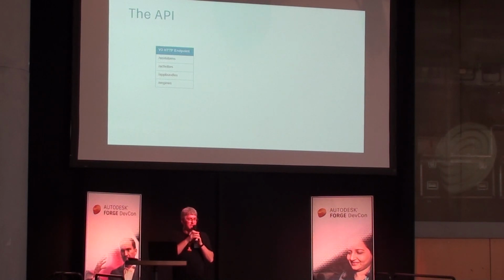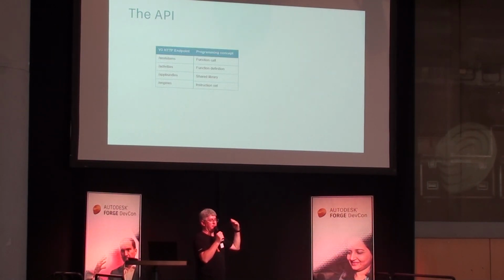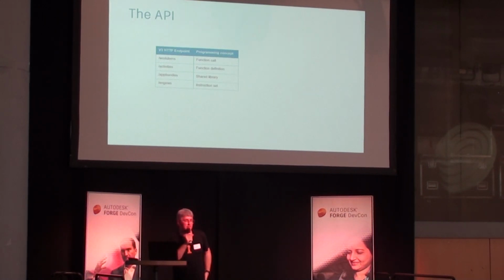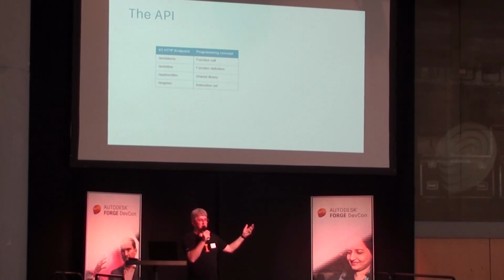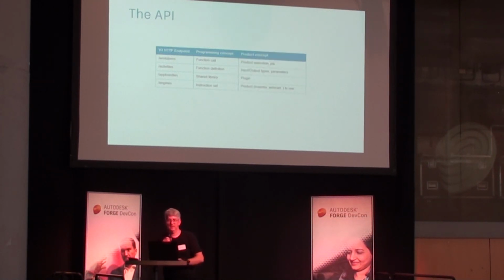When we talk about these at a general concept level, from a programming standpoint, you can think of work items as the actual function call, the thing that does the work. Activities are the interface into that function, or what gets passed in and what comes out. App bundles are like a shared library, or the actual code that gets compiled. And then engines are the instruction set, so they're actually what gets run on the processor.